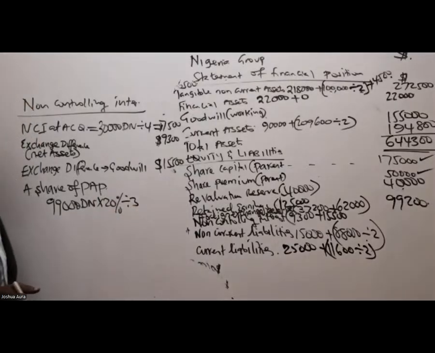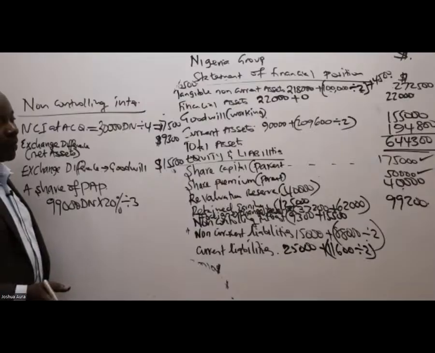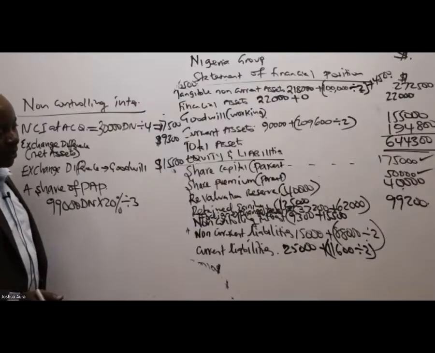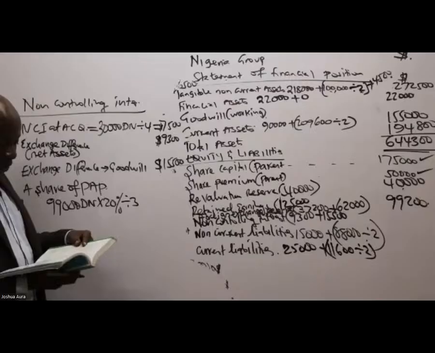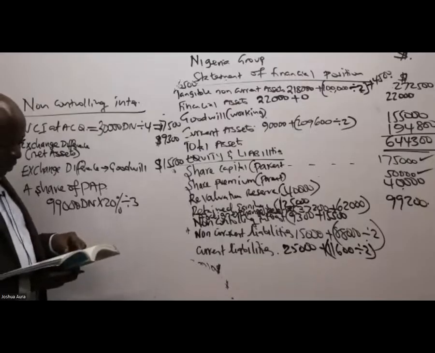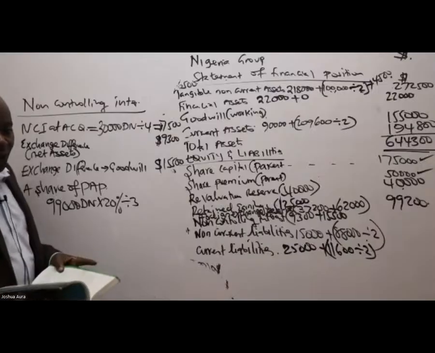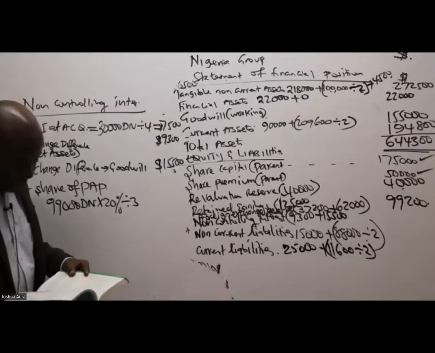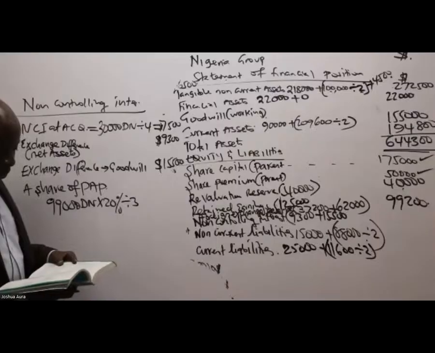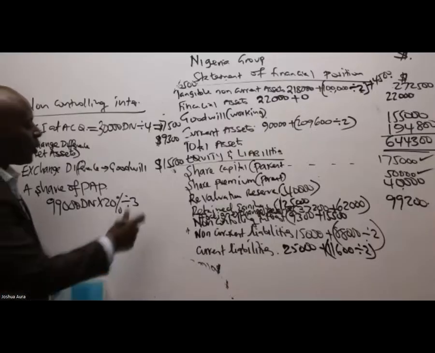Give 20% to these guys. Tell me in this case here, what do we have? So we have 6,600, I'm being told. And that is it.